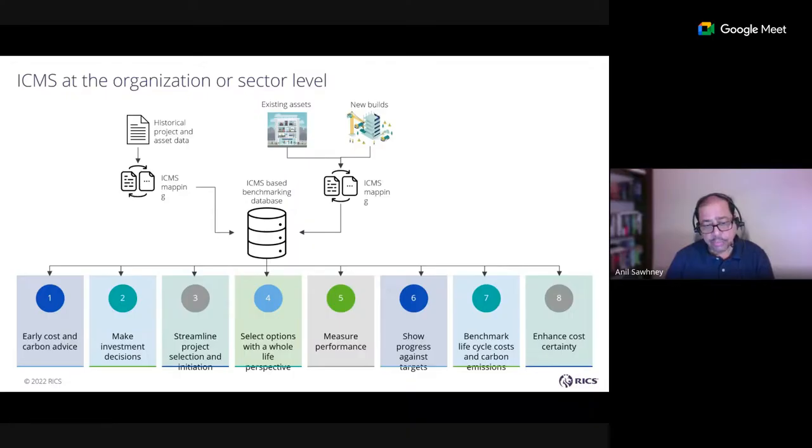You can streamline project selection and initiation. So maybe you can consider cost and carbon and decide not to move forward because that project doesn't make sense. You can select options with the whole of life perspective. You can measure performance. You can show progress against targets. You can benchmark life cycle costs and carbon emissions, and hence cost certainty using this kind of a database.